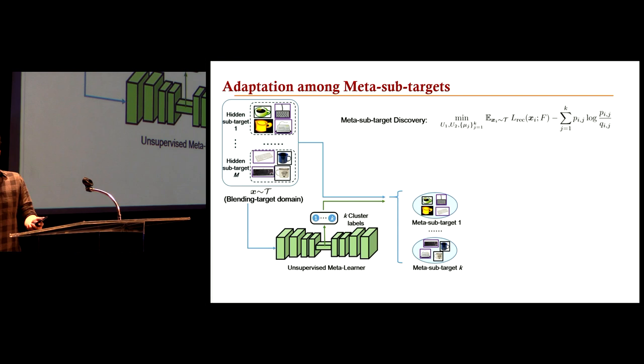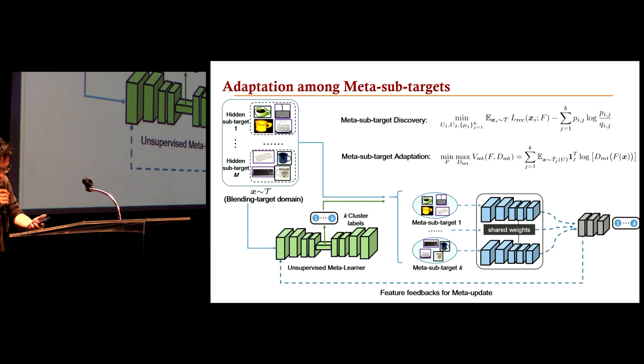To address this, we introduce the key component of our approach, what we call adaptation among meta sub-targets. Since the real sub-targets cannot be observed, minimizing their gaps is forbidden and unnecessary. As an alternative solution, we employ a clustering network that we named unsupervised meta learning, which sifts the target data and features learned online to divide the blending target into meta sub-targets, to re-adapt their features so as to minimize their meta domain gaps.